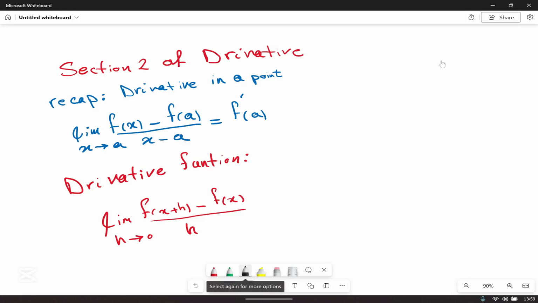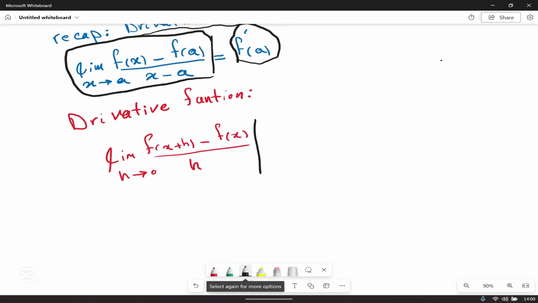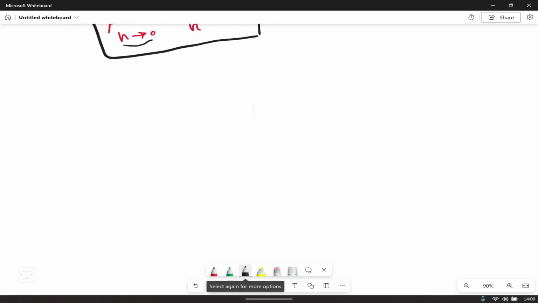In the previous session, we talked about the derivative at a point, and this formula gives us exactly the derivative of a function at a certain point. But the other one, the limit of f(x plus h) minus f(x) divided by h as h goes to 0, gives us exactly the derivative function. We talked about these things before.